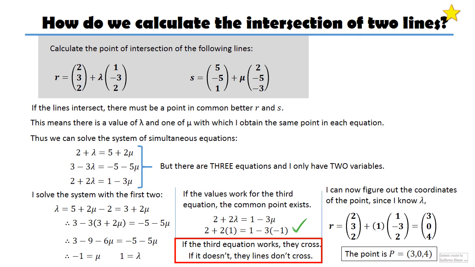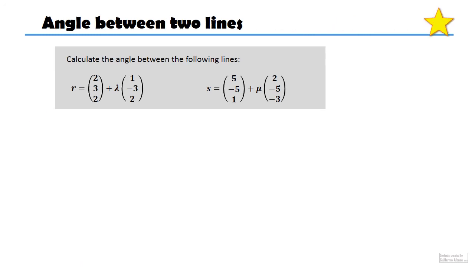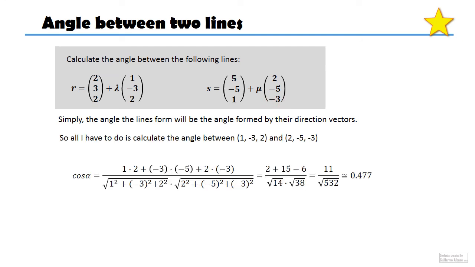So how do I calculate the angle between 2 lines? Well, the important thing here is that the only vectors that are going to matter are the direction vectors, because the direction vectors are going to tell me basically what the orientation of the line is. The position vector just tells me where it is. So all I need to do is calculate the angle between the direction vectors. And I can do that using my good old scalar product formula. So I'd get the cosine is equal to 0.477, and hence if I put it in degrees, it was 61.5 degrees approximately.